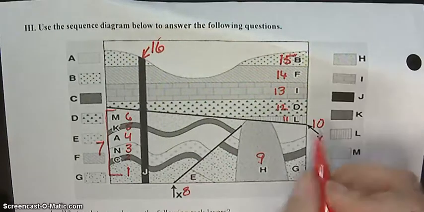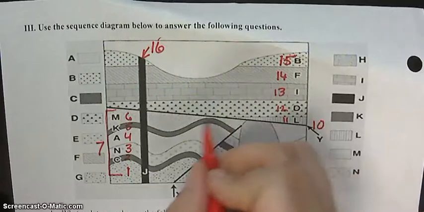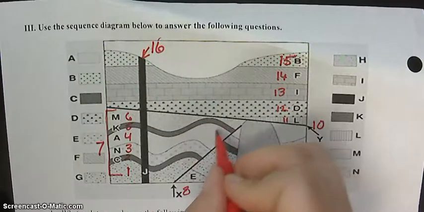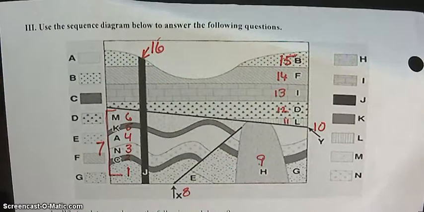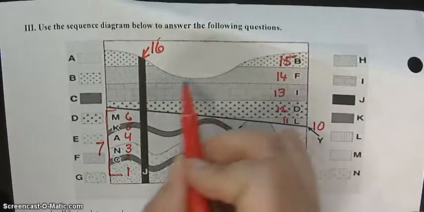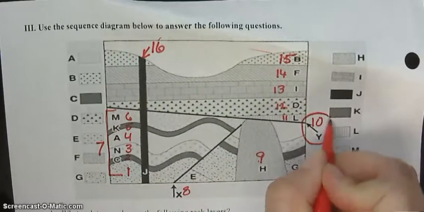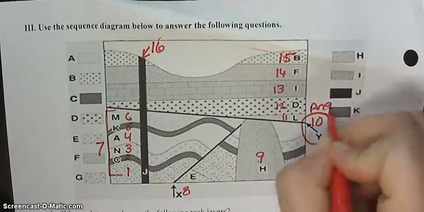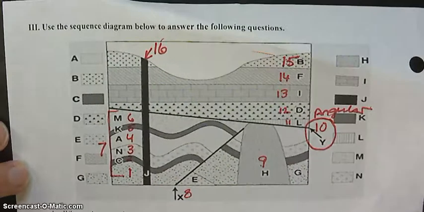Now, if I asked you what kind of unconformity is Y, you'd look and you'd say, oh well, these are at an angle, so an angular unconformity. That's really the only unconformity here. This top surface was obviously eroded, but there's no new sediments on top, so we don't call that an unconformity. So we only have one, and it's angular. So that's an example of what we're going to be doing with these skills.